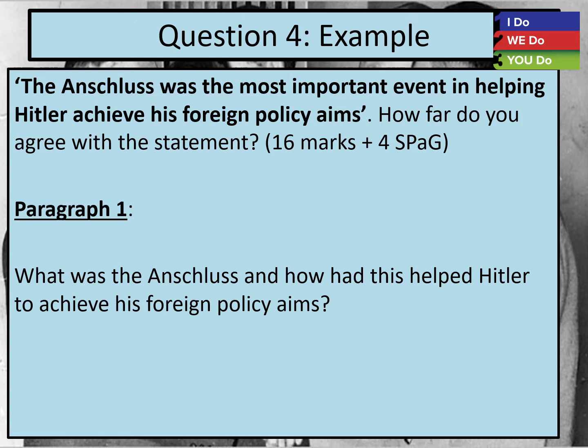It didn't help him with all its foreign policy aims, of course, though. It wasn't actually defeating communism or anything like that, but it was expanding German territory. It was making Germany bigger, stronger, and certainly destroying the Treaty of Versailles.